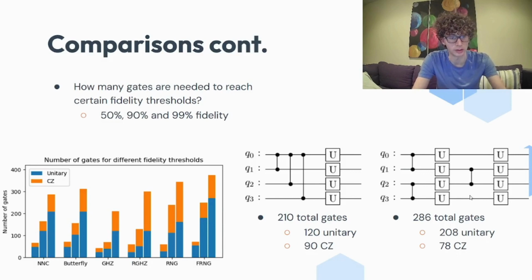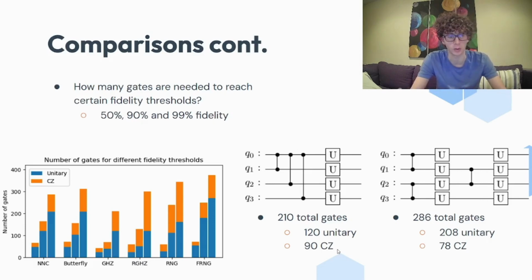Another criteria we could look at instead is the minimum number of gates required in order to reach a certain fidelity threshold, such as 50%, 90%, and 99%, seen in this graph. Once more, the same circuit was the best. It reached 99% fidelity using the fewest overall gates of 210.